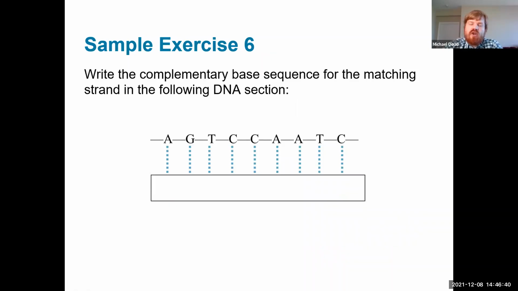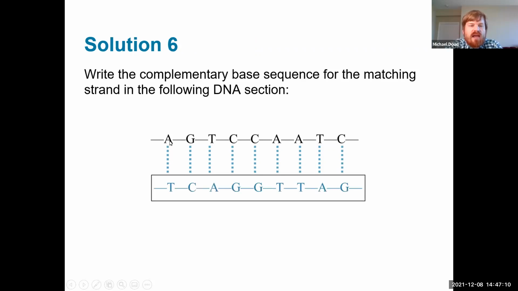Okay, so given that you know about base pairing now, let's look at our sample exercise packet and write a complementary base sequence for the following strand in the DNA section. Let's say that we're starting from the 5' end over here and ending at the 3' end over here. So I give you the sequence AGT, CCA, ATC. What is going to be the complementary sequence on the corresponding strand of DNA? Pause the video and we'll take a look at the answer when we come back. So pause.